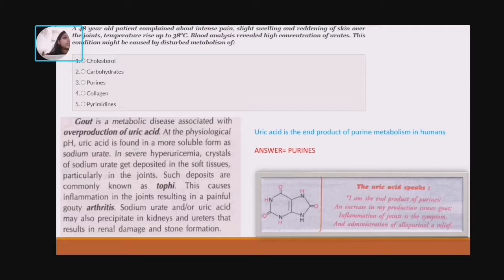And to the right side you can see a small box. There you can see the compound structure of uric acid, and uric acid himself is saying, "I am the end product of purines. An increase in my production causes gout. Inflammation of joints is the symptom, and administration of allopurinol is a relief." So this is what uric acid speaks about himself. Okay, let's move on.